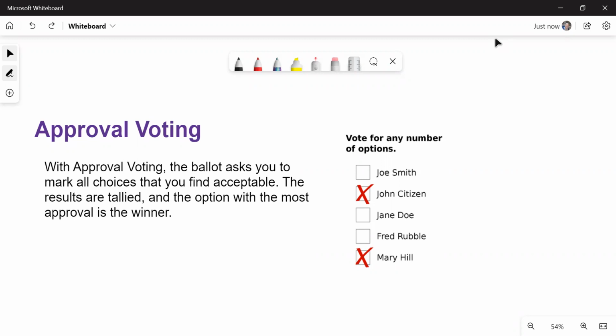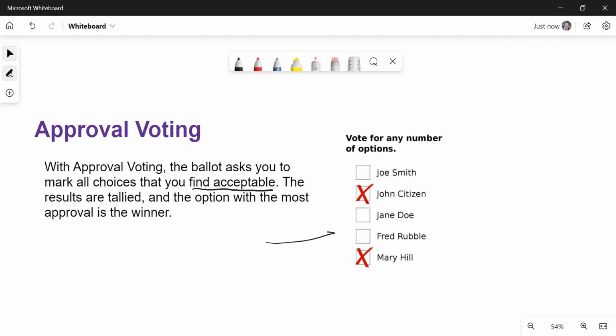In this video, we will take a look at approval voting. With approval voting, the ballot asks you to mark all choices that you find acceptable. And that's kind of a loose term, right? Which ones can you put up with, so to speak? The results are tallied, and the option with the most approval is the winner.